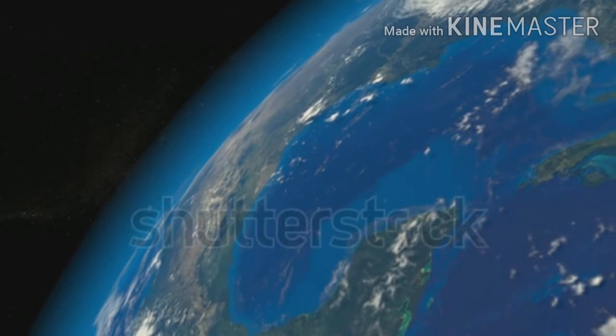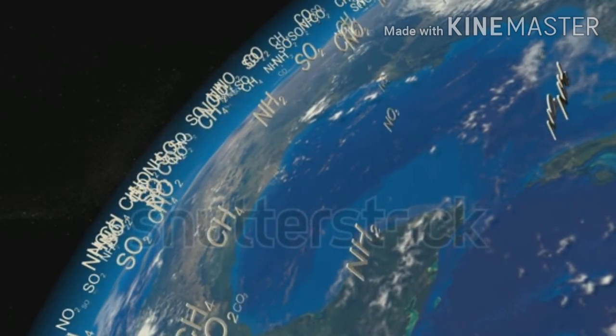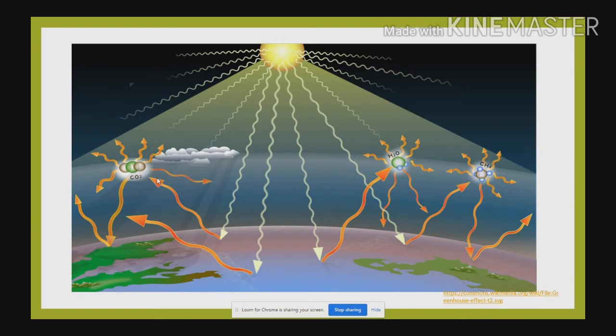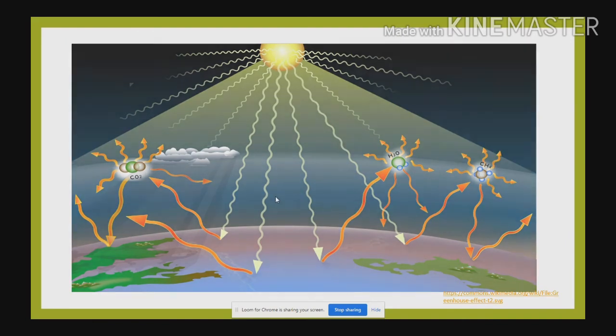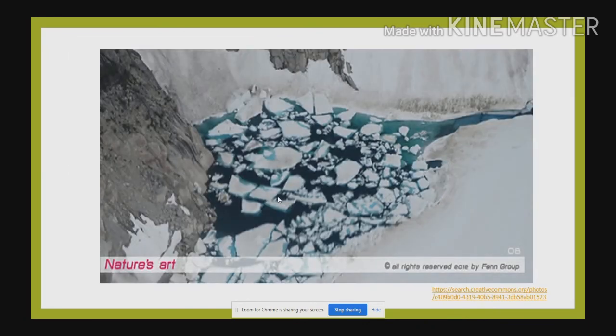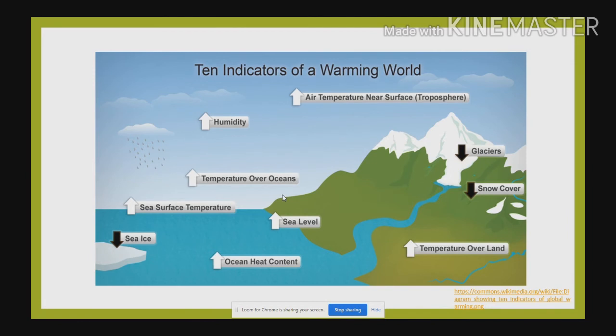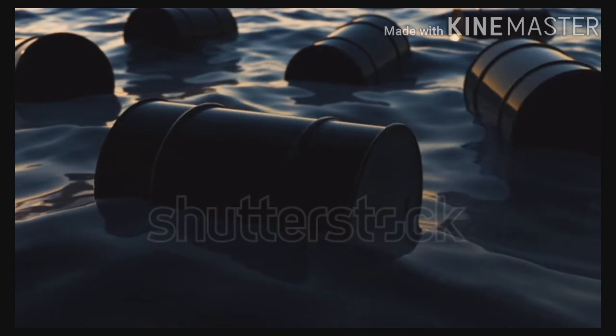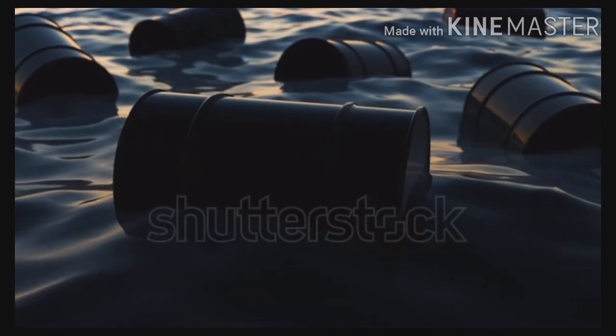Here you can see in this picture, due to the greenhouse effect, the ultraviolet rays from the sun are coming directly to the earth. And while these rays are reflecting back to the universe, again these greenhouse gases stop them. And what happens? Naturally, the radiation in the atmosphere increases. As a result, the ice in the polar regions melts, consequently increasing the sea levels and ultimately causing so many disasters. This is all about global warming.